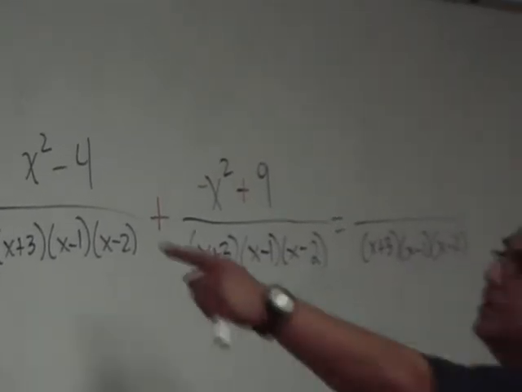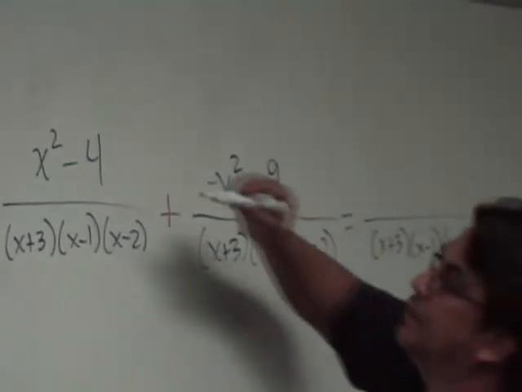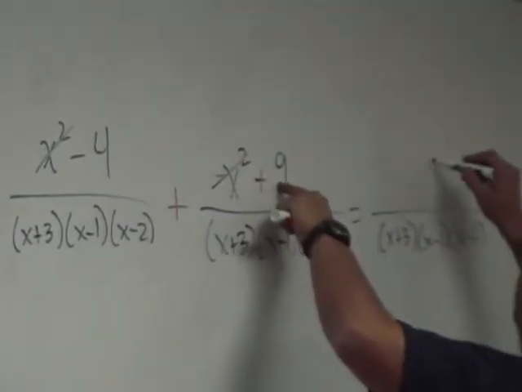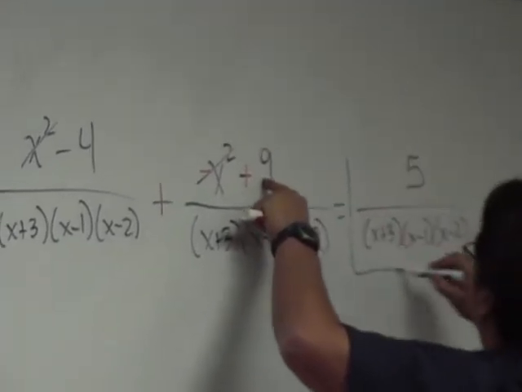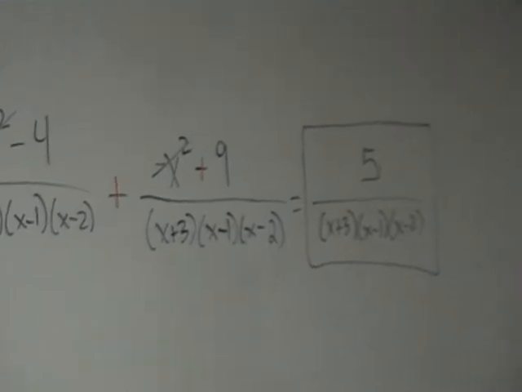In the numerator, I combine my like terms. x squared minus x squared cancels out. Negative 4 plus 9 is 5. We cannot simplify the 5 or factor the 5 out. There we go.